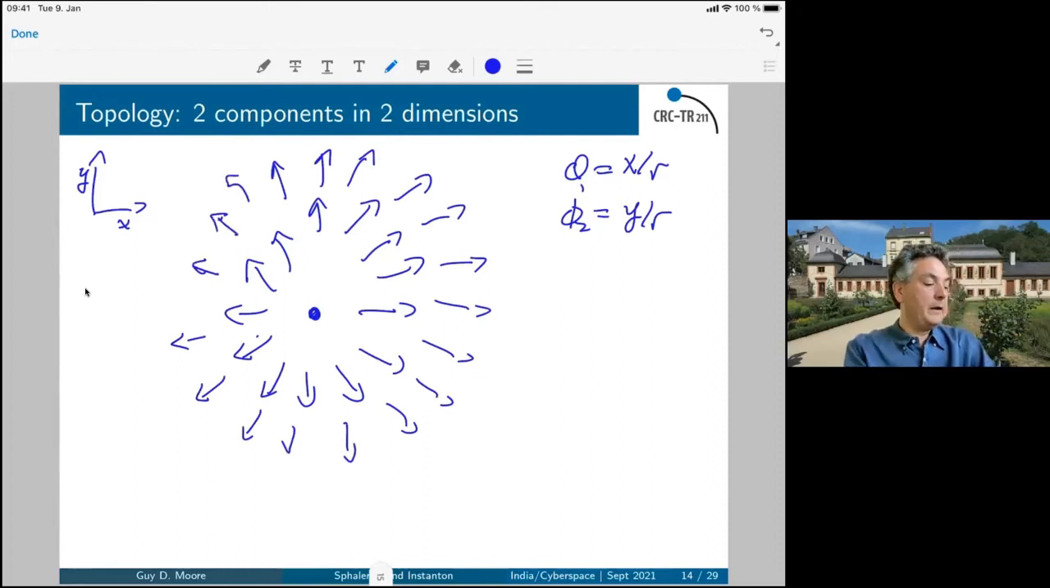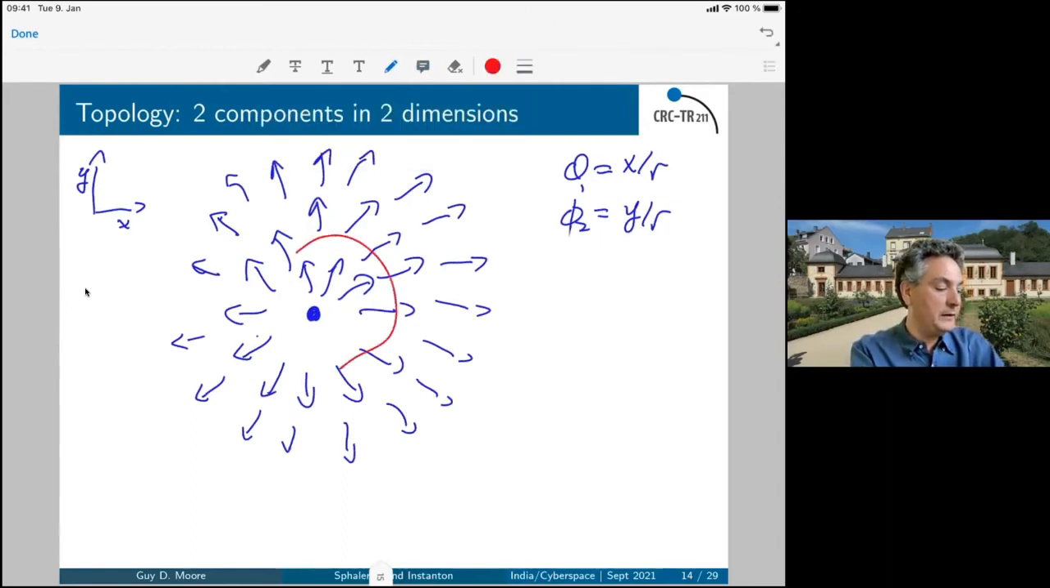Okay, and this is a smooth field doing a smooth and sensible thing except at this point. And it's impossible to define this field in a smooth way at this point. And it's impossible to change around the field a little bit. There's no way I can change the field in this region, for instance, and get rid of the fact that there's some screwed up point.